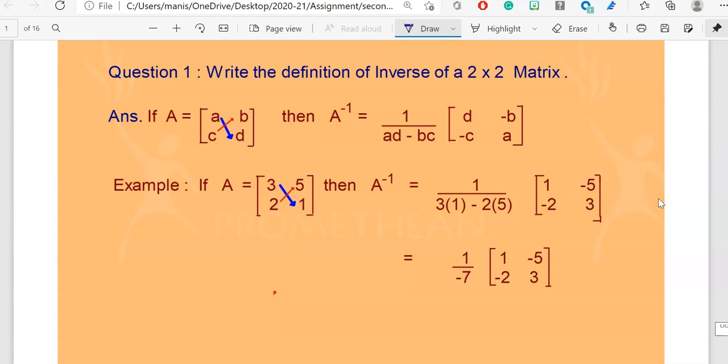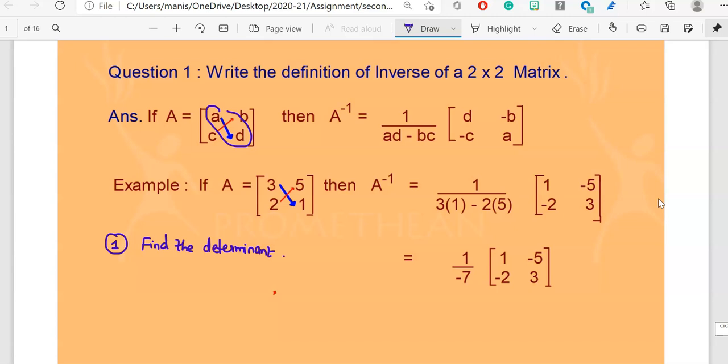Question says, write the definition of inverse of a 2 by 2 matrix. So there are few steps involved in this. Step number 1 says, find the determinant. That's your first step. If we have been given this matrix A, B, C, D, how do you find a determinant? You multiply A with D, AD, and you subtract BC. So yours is AD minus BC.